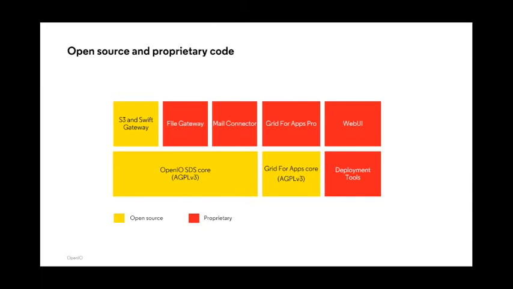On top of it, the file gateway, mail connectors, Grid for Apps Pro, and the web user interface, and some deployment tools to facilitate the deployment of the cluster are part of a subscription model that you can have.